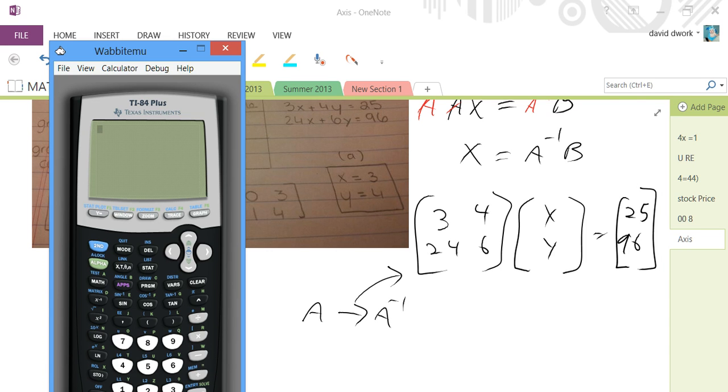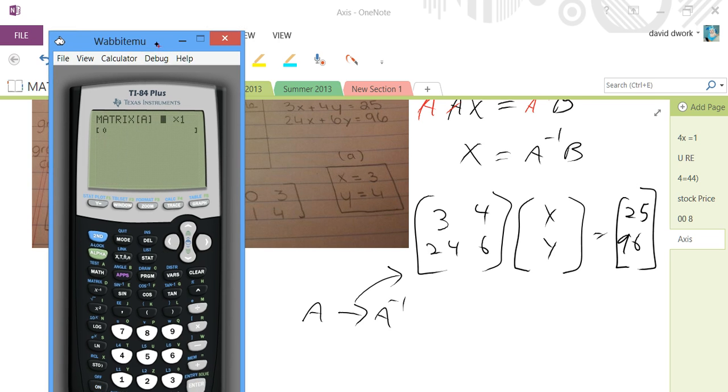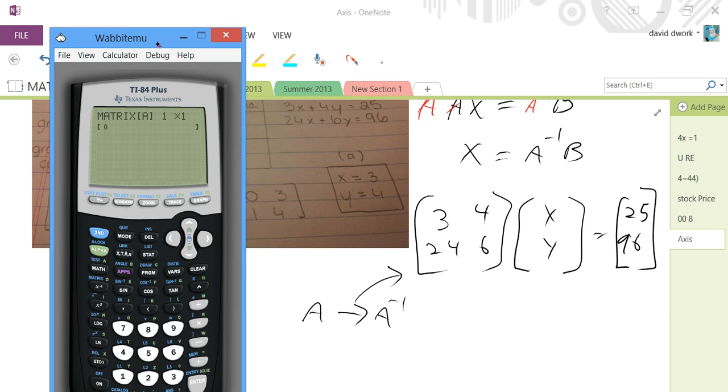Okay, so I have my graphing calculator up. So what we're going to do here, go matrix, edit, and then we need to type in a 2 by 2. So now that is 3, 4, 24, and 6. So double check that. There we go. All right, so now quit back to the main menu.